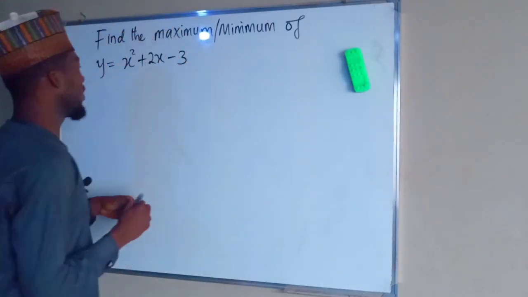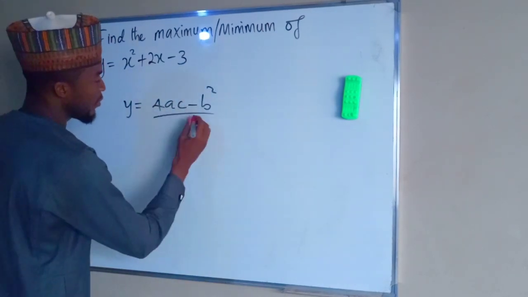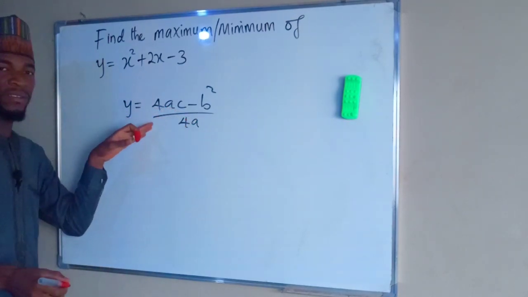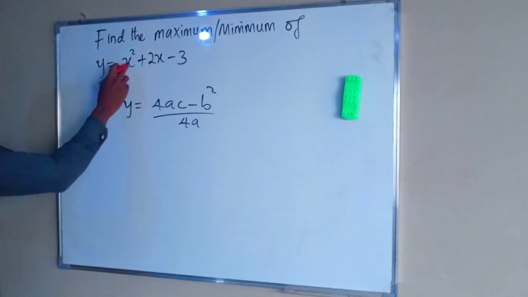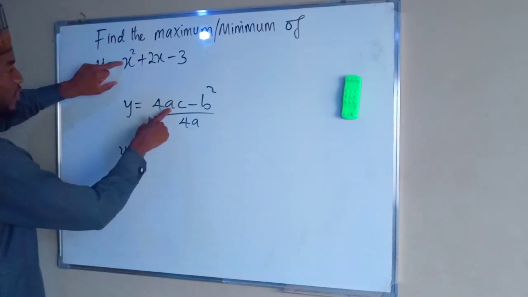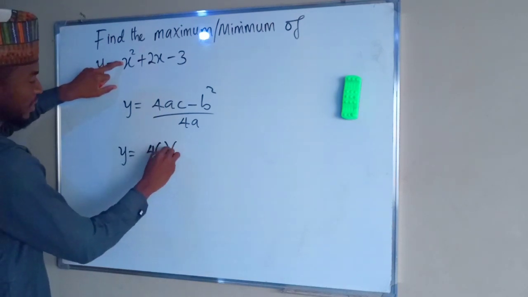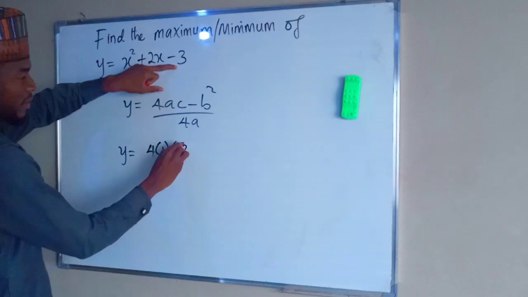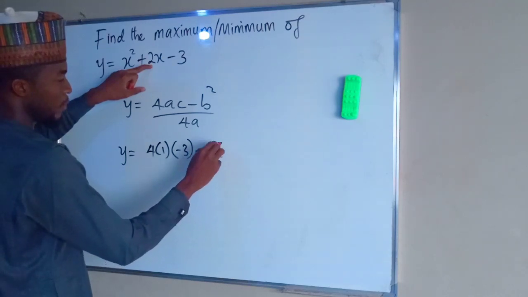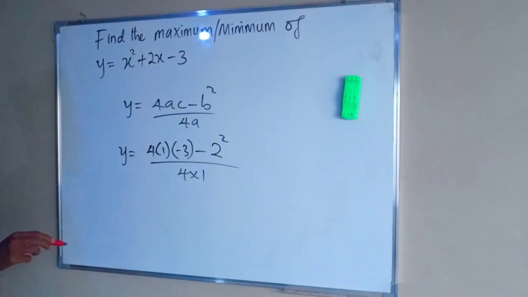Method number 4, by using the formula y equals to (4ac minus b squared) divided by 4a. By substituting these values of a, b, and c in this equation, you are going to obtain the minimum value of this quadratic function. So now let's substitute. You know that a is the coefficient of x squared, which is 1. So we have 4 times 1 is still 4. Let me write it. And c is the last term, which is the constant term, minus b squared, the coefficient of the middle term, which is 2 squared, divided by 4 times 1, because a is the coefficient of x squared.